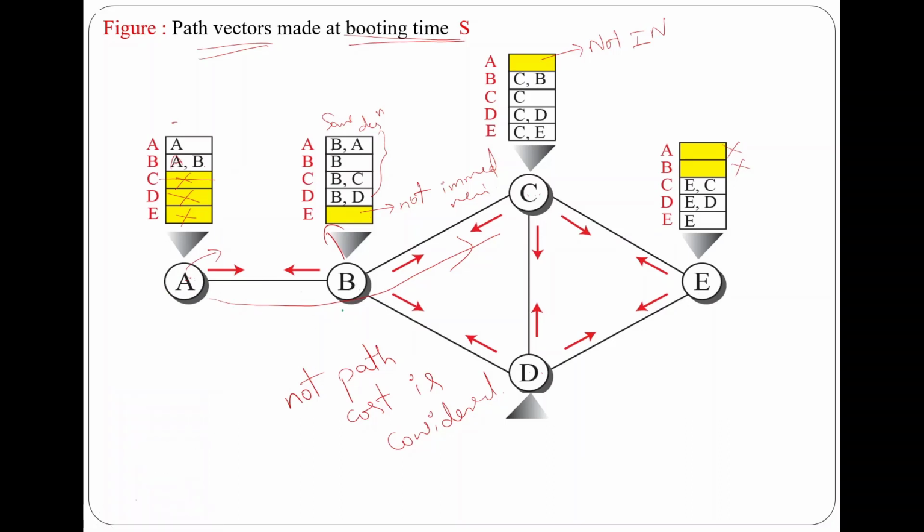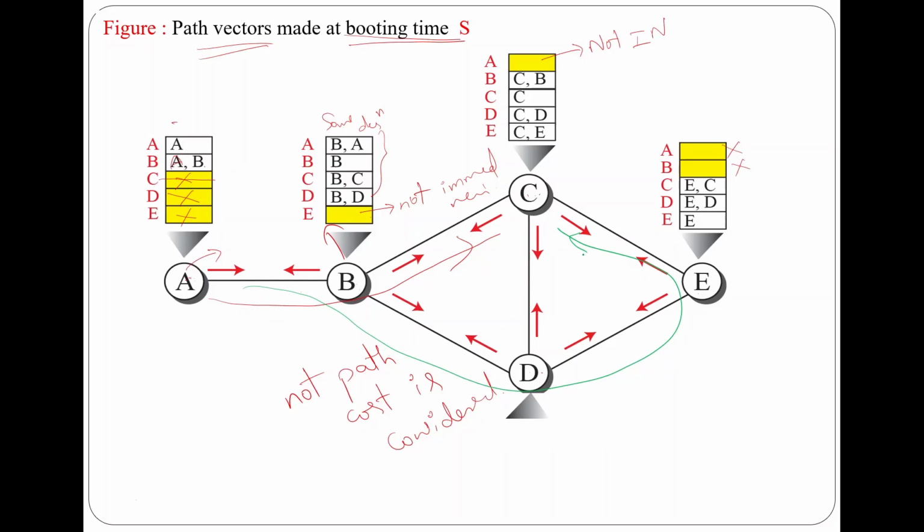Okay, that is one path from A to C. And how else can I reach? I can also reach like this. This is also one path. Multiple paths will exist; here I am writing only two.